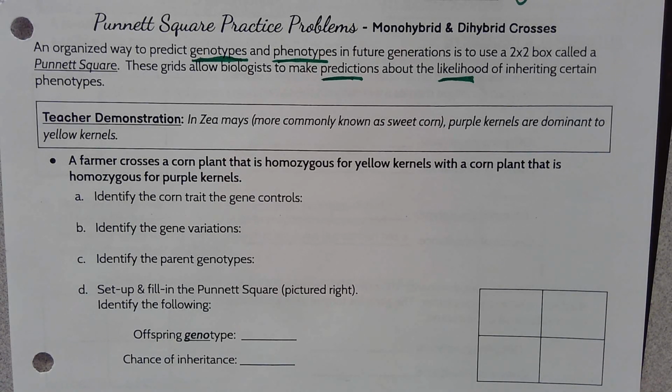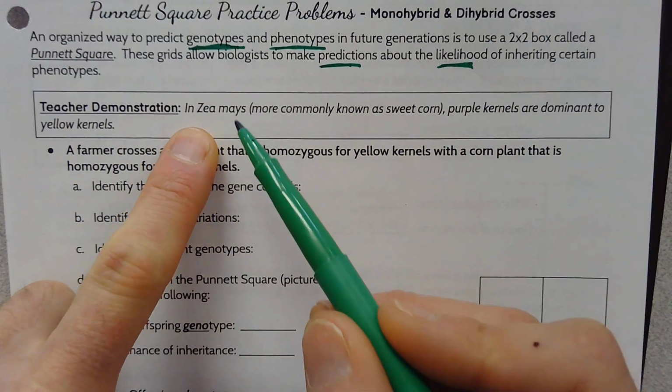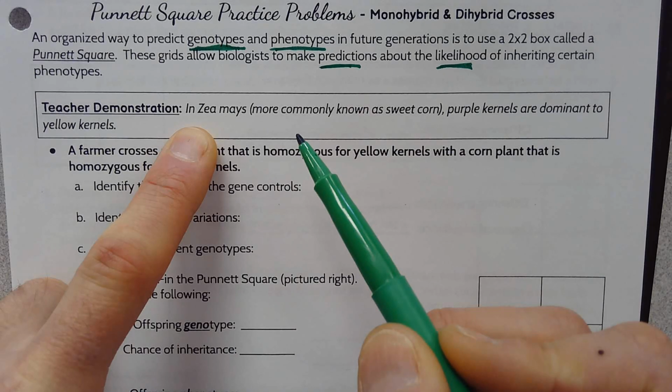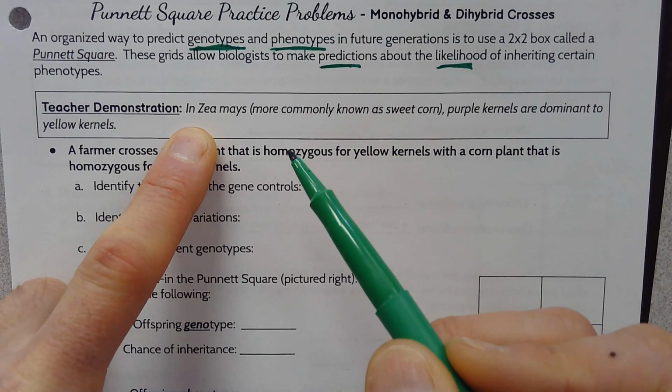All right, so in this one, we've got Zea mays. That's just corn. That's just what we call corn, like corn on the cob.